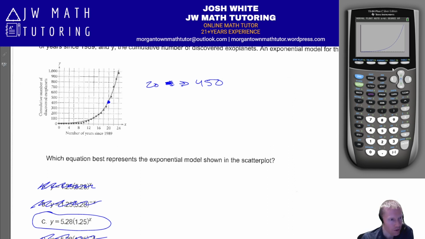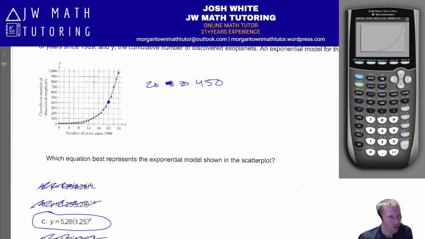Now, if I wanted to look at 20, I could go to the table, I just have to scroll down pretty far. Okay, there we go, we got down to 20. We see that the y value is equal to 457.97. That's pretty close to 450, so that matches the graph we're given in the problem. That's one way to confirm it.